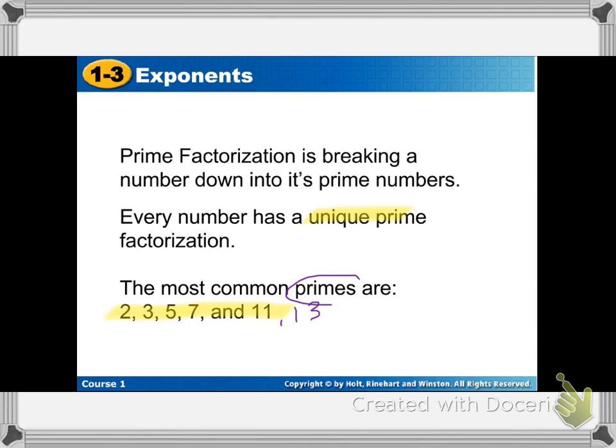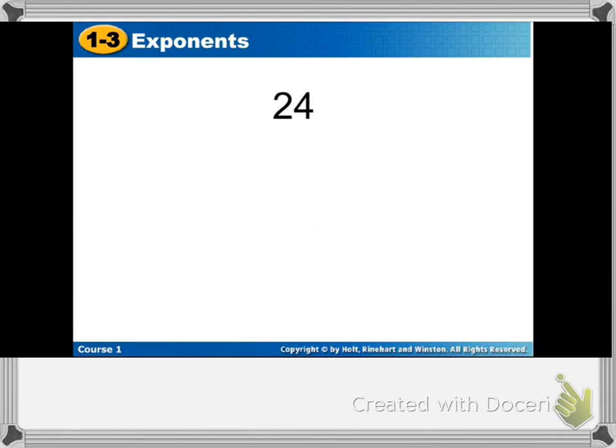Remember that a prime number is a number that only has 2 factors, 1 and itself. And you'll see that 1 is not included as a prime number here because 1 is very special. It only has 1 factor, which is 1. So 1 is not considered a prime number.